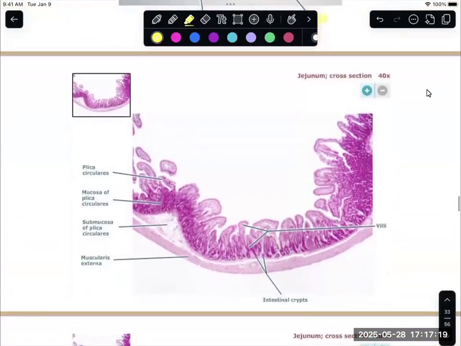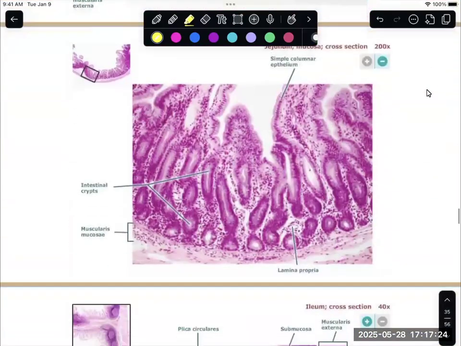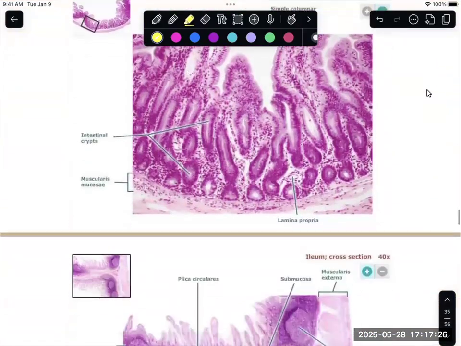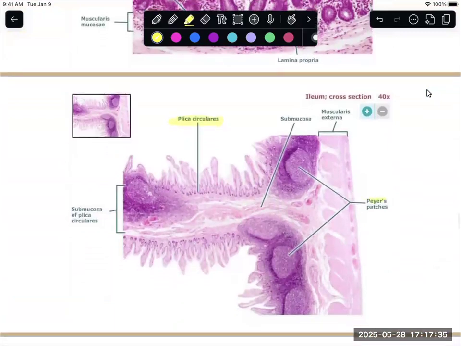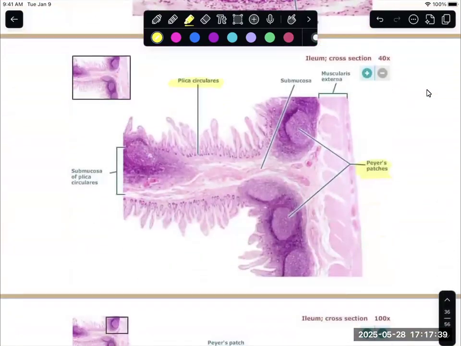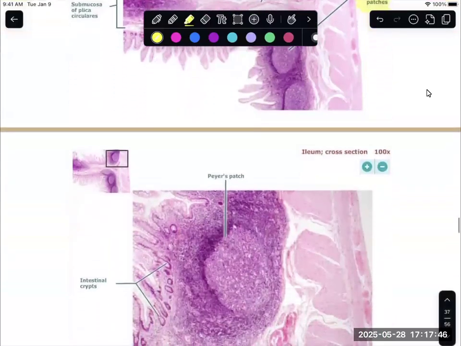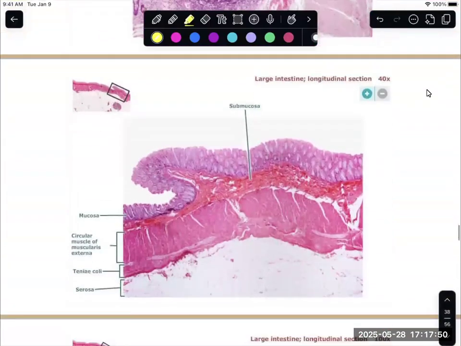You can still see that plica circularis as we travel through that jejunum. Still see it in there. Here's that ileum. We still have that plica circularis. So it's helping to kind of increase all of that surface area. Here you can see those Peyer's patches really well, which is our lymphatic system. So we've got lots of our lymphatic system all over the place. Here's a really nice Peyer's patch.